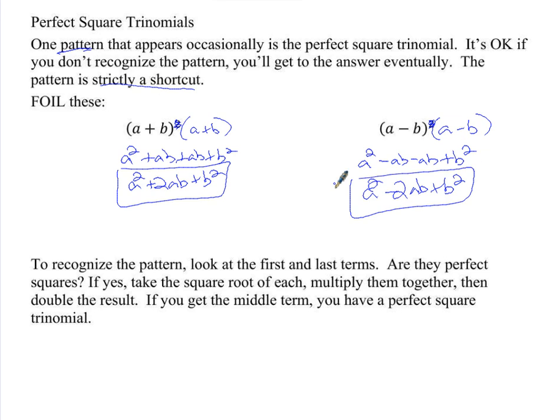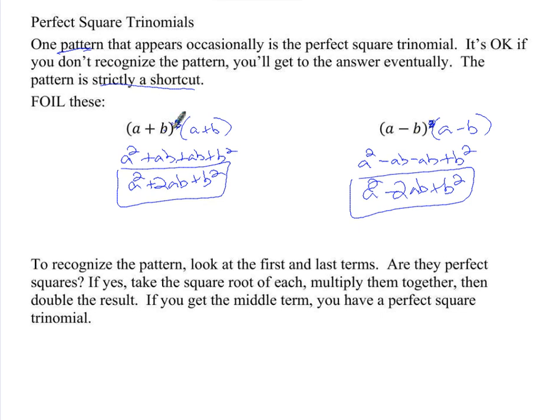Because we used only letters, we have proven that to go from the original problem here to here, all we have to do is square the a, square the b, then multiply these two numbers together and double it. Here all we have to do is square the a, square the b, then multiply these two numbers together and double it. What is the only difference between these two? The negative sign. On this one, this term is positive. On this one, the middle term is negative. Where did the negative sign come from? Right here. These are patterns that you can use.